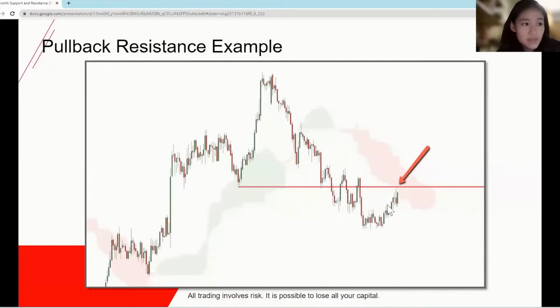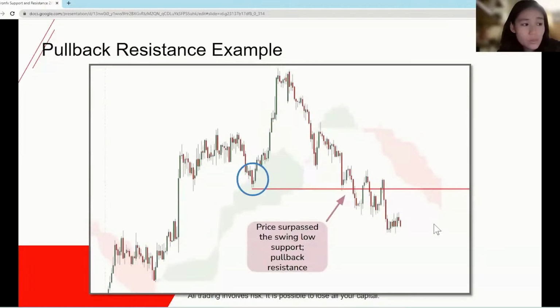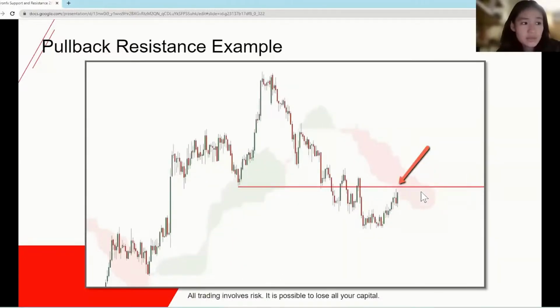It retraced back to this level, and once it actually reaches this level and reverses off of it, then it becomes an overlap resistance, but we'll get into that next. So this is the before. It's a pullback resistance because we're expecting price to retrace back to this level, and here's exactly what we expected.